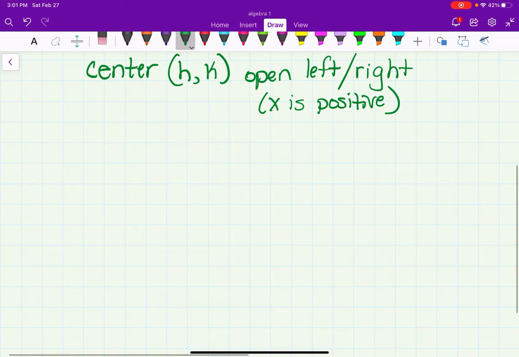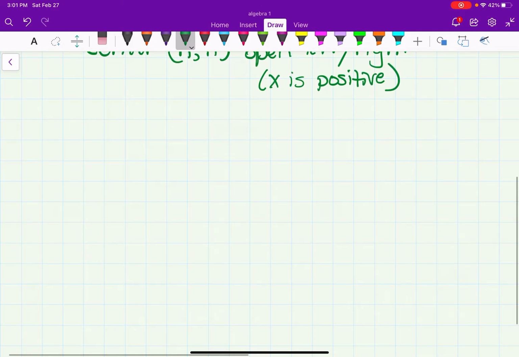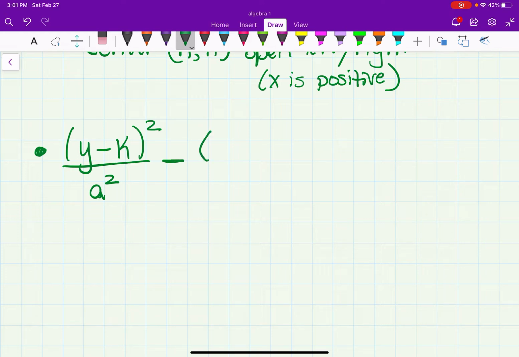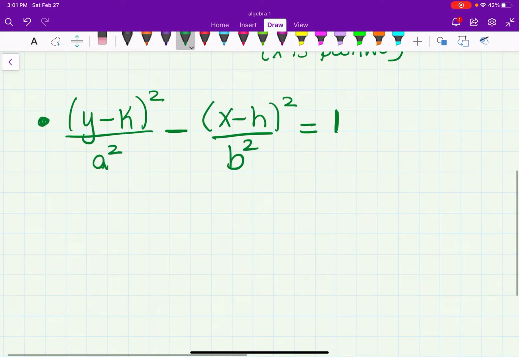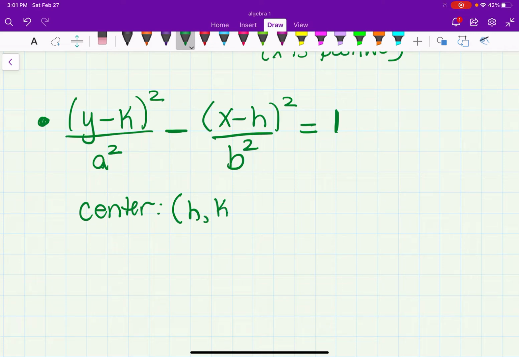Now let's look at a different form. The other form is y minus k, notice the y comes first this time, over a squared. Minus, this time our x is negative, and so that's going to change our direction. Still, we have denominators. Still, we're going to have some major, minor axes. The center, we still do h first. The center is still (h, k). But the difference is it's going to open up and down.